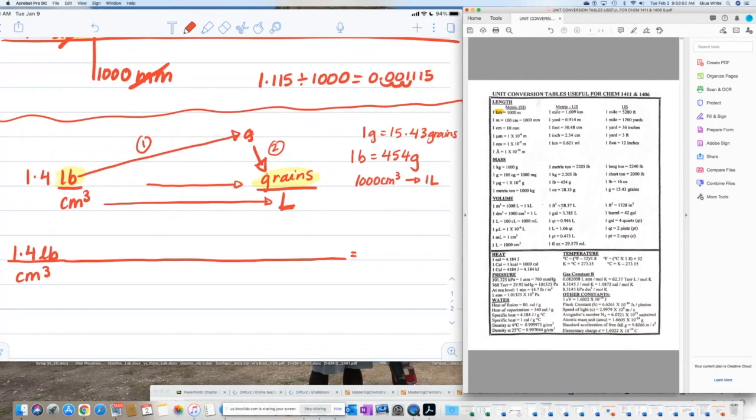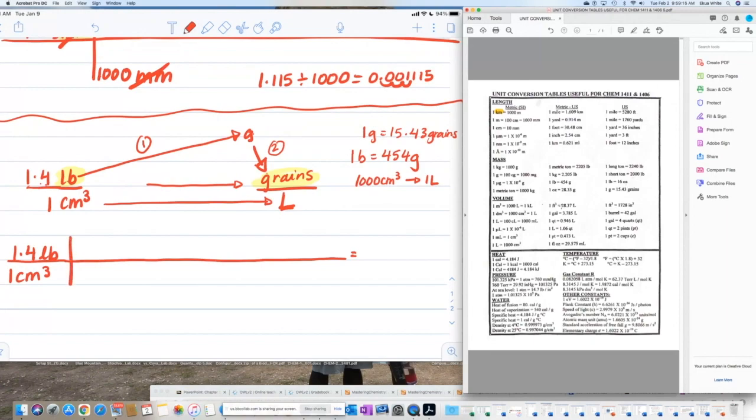Now, one thing, this number here, the 1.4 goes with pounds, but right now I have no number that goes with centimeter cube, so I'm going to put 1 on the bottom. It doesn't change the top number or the value. Anything divided by 1 is the same number, so that's it. I draw my conversion bracket.